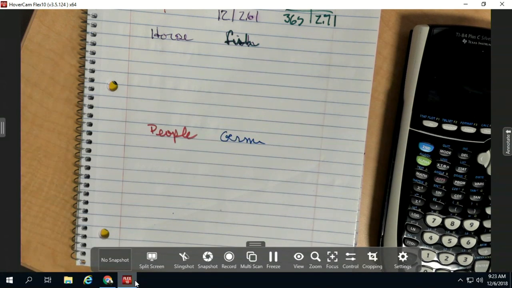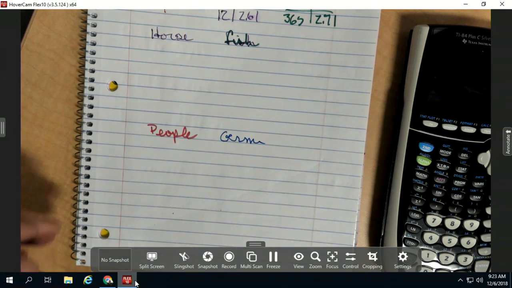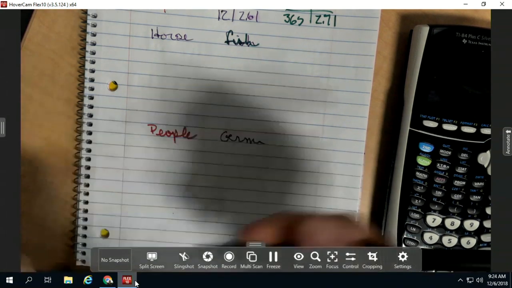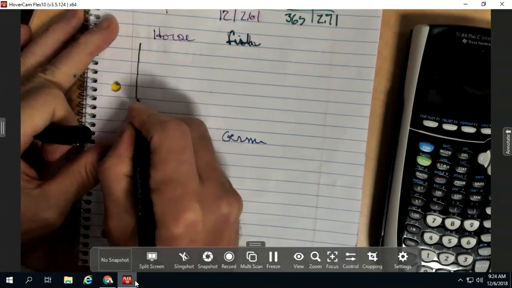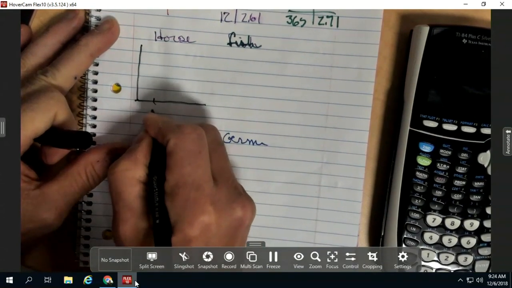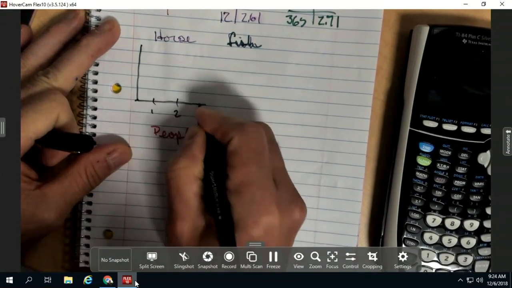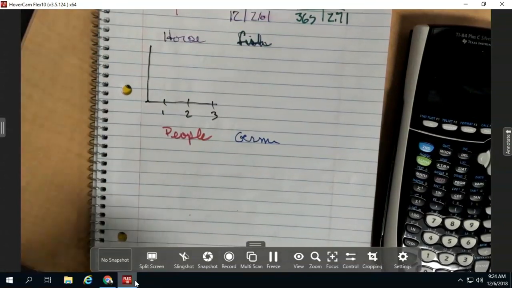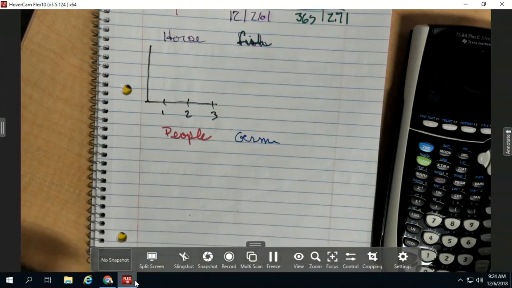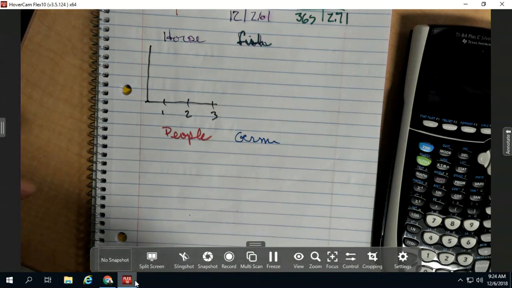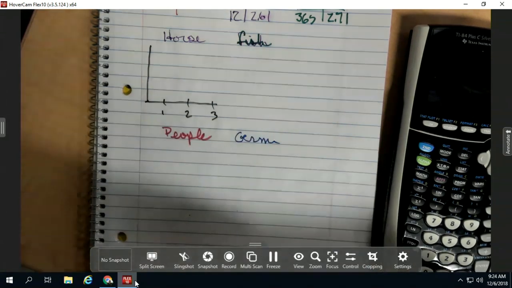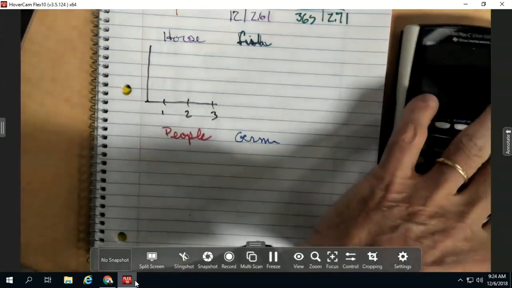Horses, fish, people, germs. So let's graph the population of horses. Here's year 1, year 2, year 3. Okay, so let's start with a certain number of horses here at time 0.